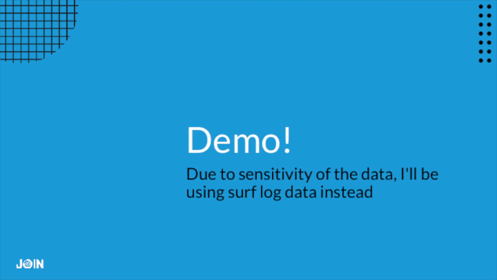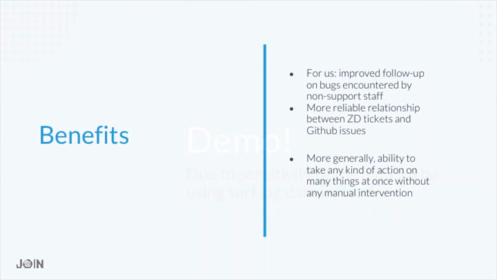OK. So obviously, we're using GitHub data in here instead of surf log information. So the benefits for us is just improved follow-up time on bugs that are encountered by non-support staff, and a more reliable relationship between Zendesk tickets and GitHub issues in our data, which makes all of our analysis like way more reliable. In general, the ability to take any kind of action on many things at once on this kind of recurring basis is extremely useful because you don't have to actually have anyone pressing the button on the other end. Things get sent out, and then you can act on it as soon as the data arrives.